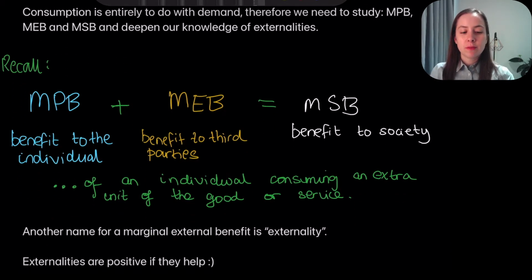Okay, some recall. MPB is the benefit to the individual of an individual consuming an extra unit of the good or service. MEB, benefit to third parties of an individual consuming an extra unit of the good or service. MSB, benefit to society of an individual consuming an extra unit of the good or service. Hopefully that's really clear. Get that down in your notes if you don't have that already.